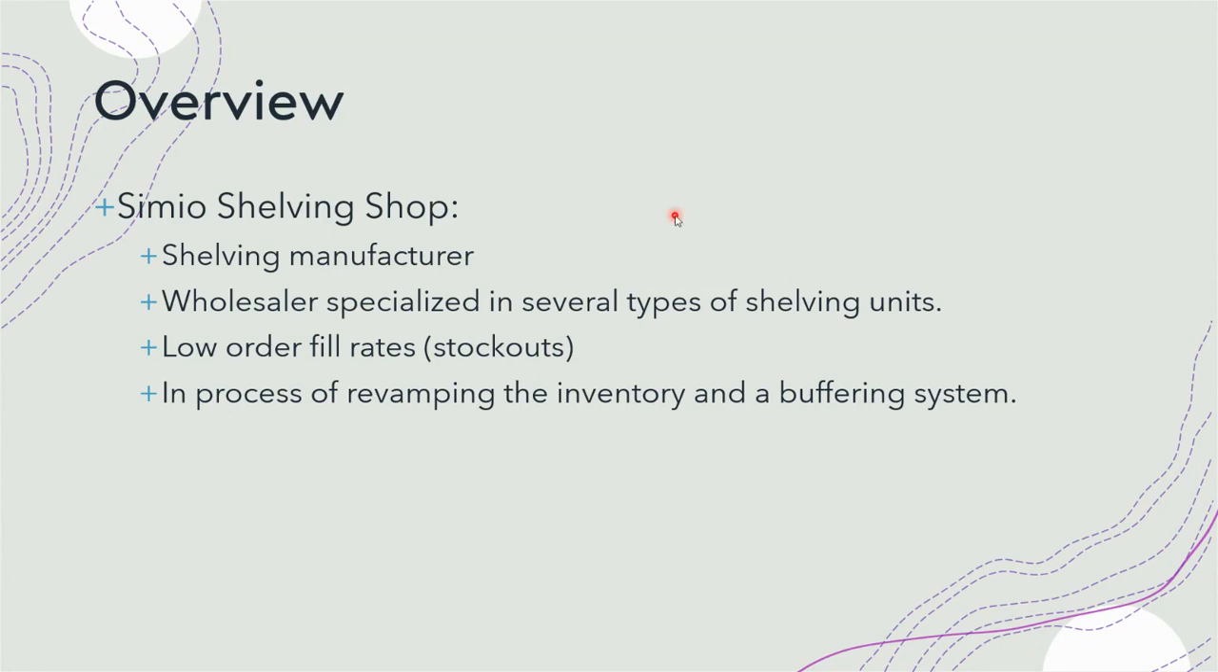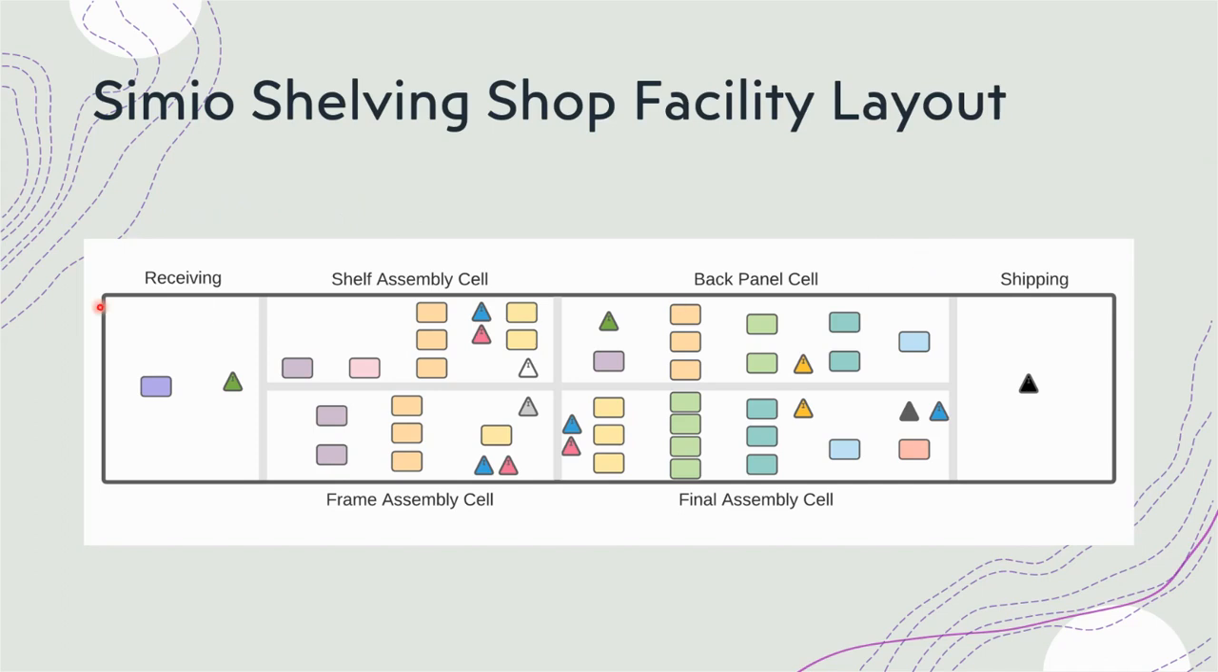Simio Shelving Shop is a shelving manufacturer and wholesaler specialized in several types of shelving units. At this moment, they are facing low order rates, stockouts, and static buffering, so they are looking for a solution. They started a process of revamping the inventory and improving the buffering system. That is the main purpose of this presentation. So let's see the Simio Shelving Shop facility layout.